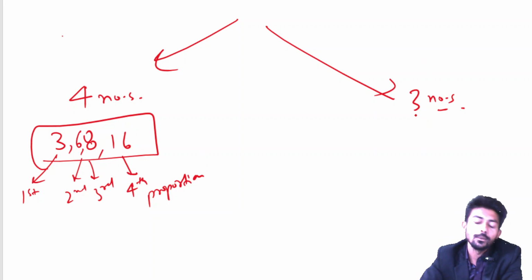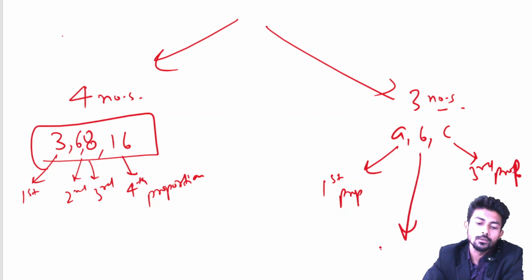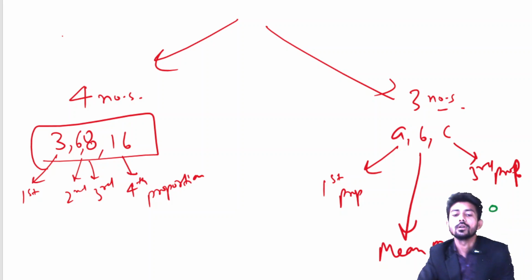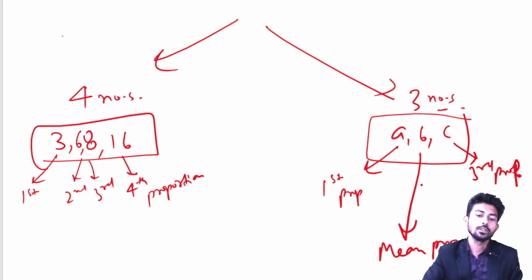While for the second type, if there are three numbers, we can take the general form A, B, C. This is known as the first proportion. This is your third proportion. While the second one is your mean proportion. So we don't call it the second proportion. Whenever there are three numbers, we call the middle one the mean proportion.